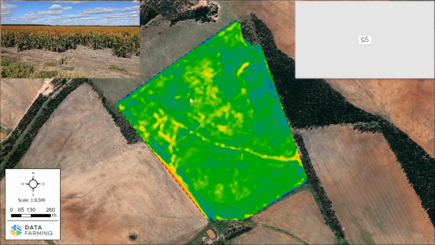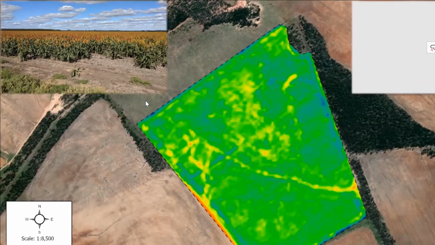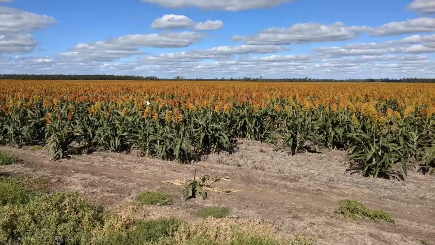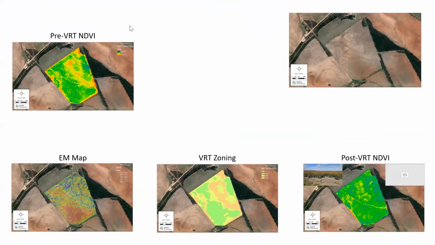So that was some of the thinking around the future plans for these paddocks. Cool. Any questions for Trent? Any more, Trent?